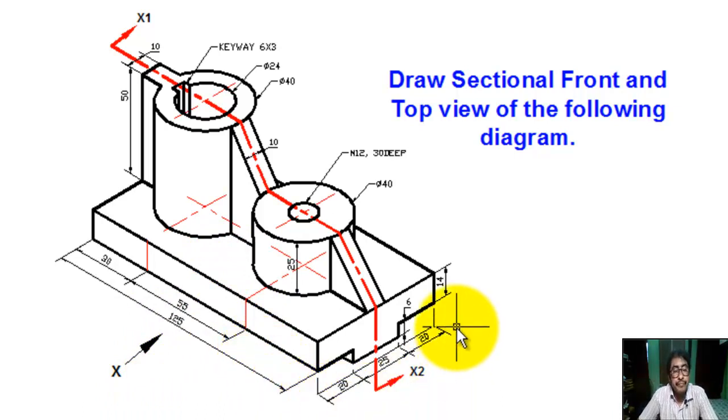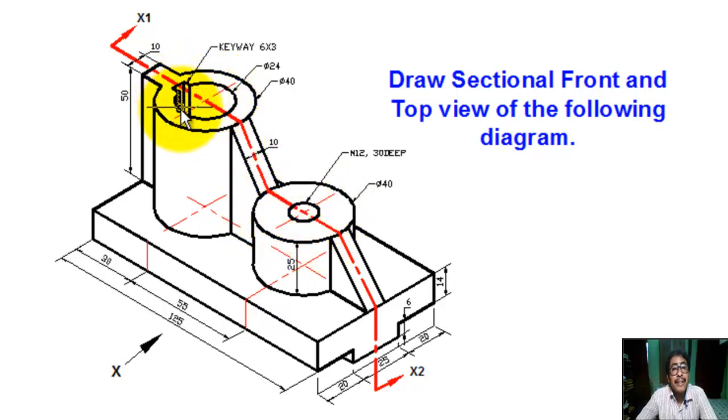Now, first we draw the top view. See from top, we draw the top view. This is 125. This is 65. This is a rectangle. We see this portion in top view. We see this circular portion and this circular portion.